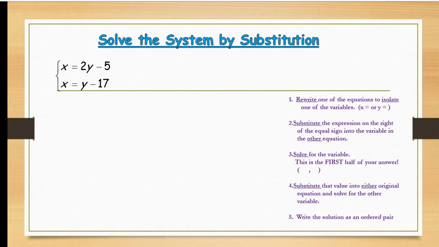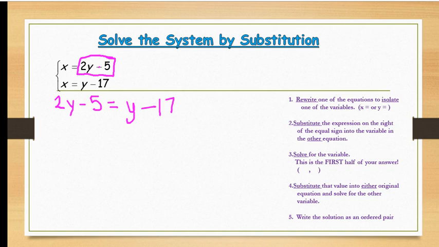Alright guys, so let's take a look at this next example. In this example we see that both equations are solved for x. And that's fine, that's more than okay. All that means is that you're just going to pick one to use to substitute in for the other. So if we use the first one and we substitute 2y minus 5 in for x into the second one, we will rewrite the second equation to be 2y minus 5 equals y minus 17.